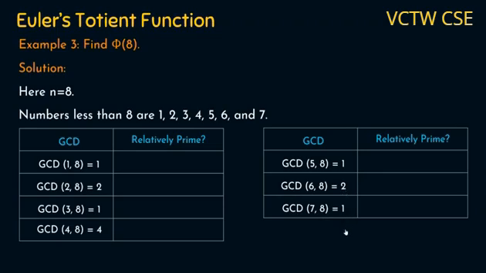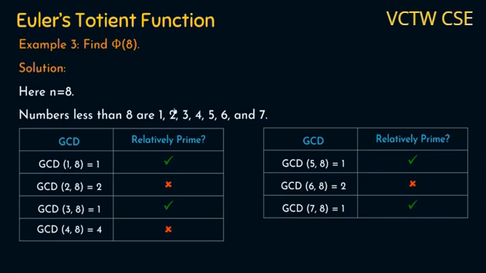So how many numbers are we going to check for being relatively prime? We have 7 numbers. Out of these 7 numbers, how many are relatively prime to 8? Let's check it out. Wherever GCD is 1, they are relatively prime, right? So 1 is relatively prime to 8. 2 is not relatively prime to 8. 3 is relatively prime to 8. 4 is not relatively prime to 8. 5 is relatively prime to 8. 6 is not relatively prime to 8. And 7 is relatively prime to 8.